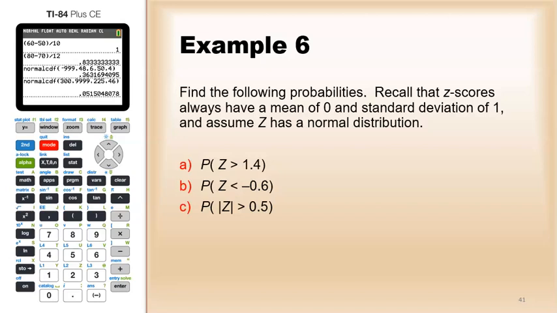So find the following probabilities for z-scores. Recall that z-scores always have a mean of 0 and always have a standard deviation of 1. And we'll assume the z-score has a normal distribution. So for part A, find the probability that the z-score is more than 1.4.